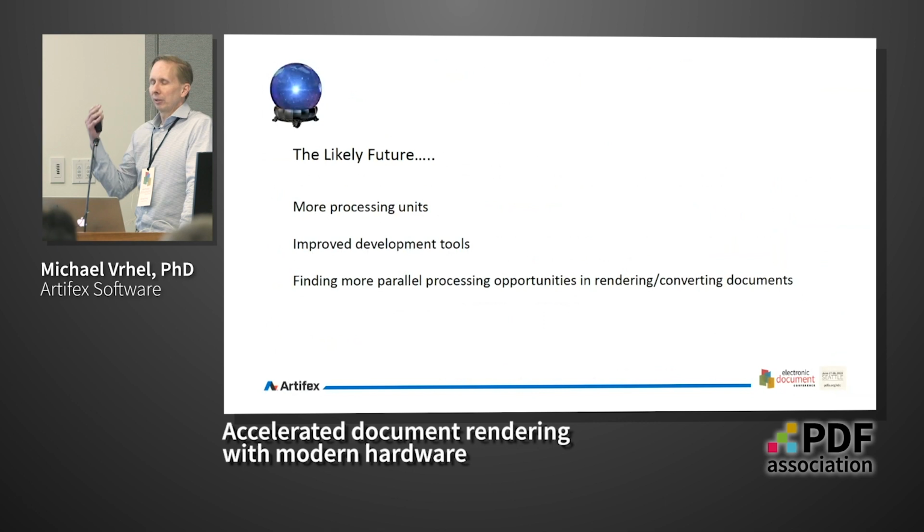Where's this all heading? Clock speeds, as long as we're doing hardware and silicon, the rate's not going to start increasing like it used to. And so we're just going to end up having more processing units, and it's going to put more burden on software engineers to make use of those things. It would be nice to have improved development tools. Things have come a long way since certainly the 90s, but there's room for improvement there. And I think, at least for me, it's digging up more parallel processing opportunities in rendering and converting documents.